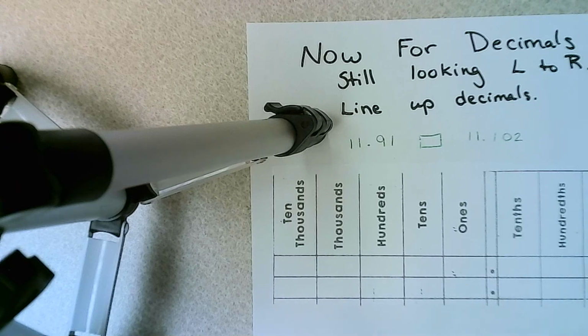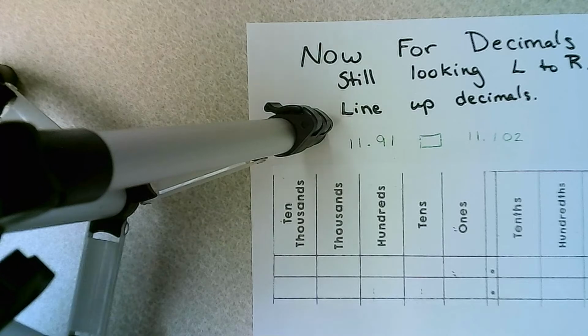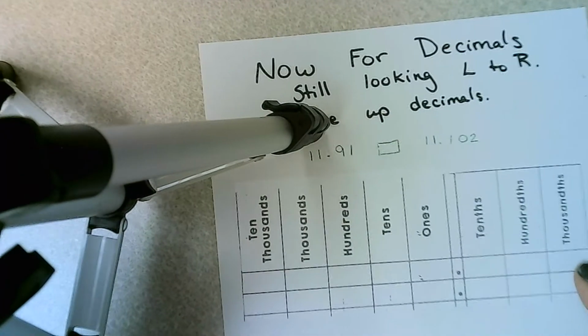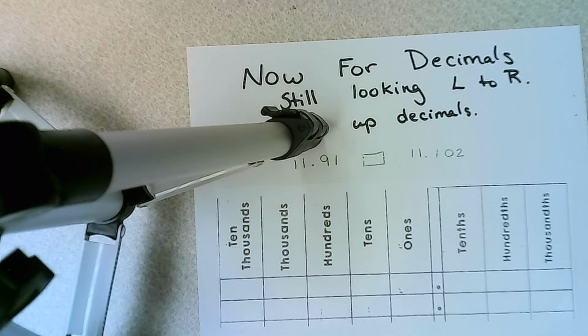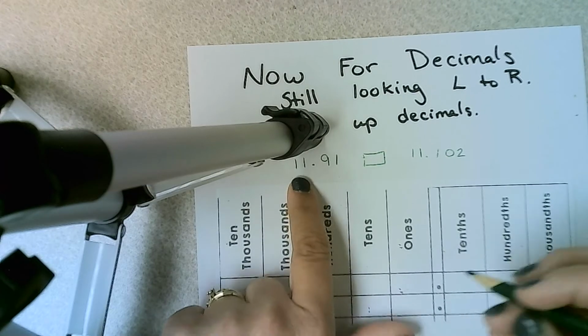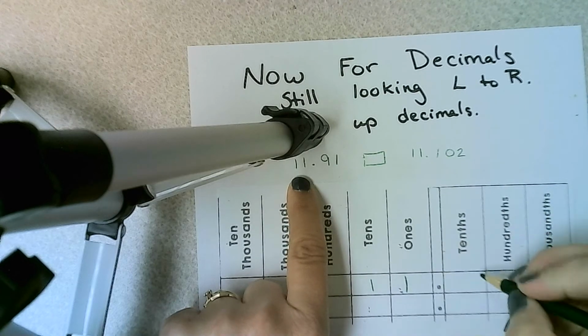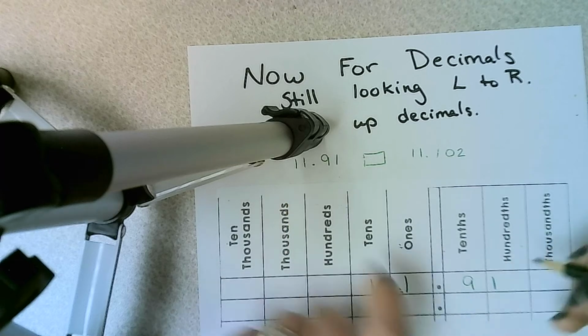Okay, that brings us to this week's topic: comparing with decimals. We are still looking left to right. We are still going to line up the decimals. You're going to see me with a place value chart a lot. To do this, we need to line up the decimals. So again, I'm just putting the number in the place value chart.